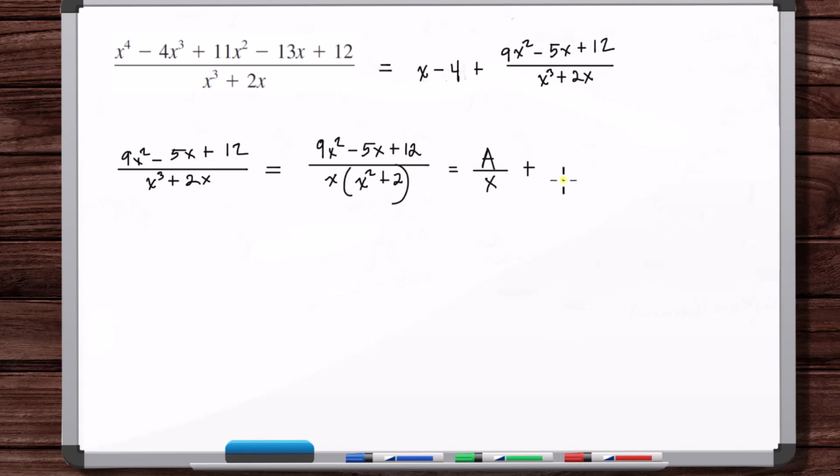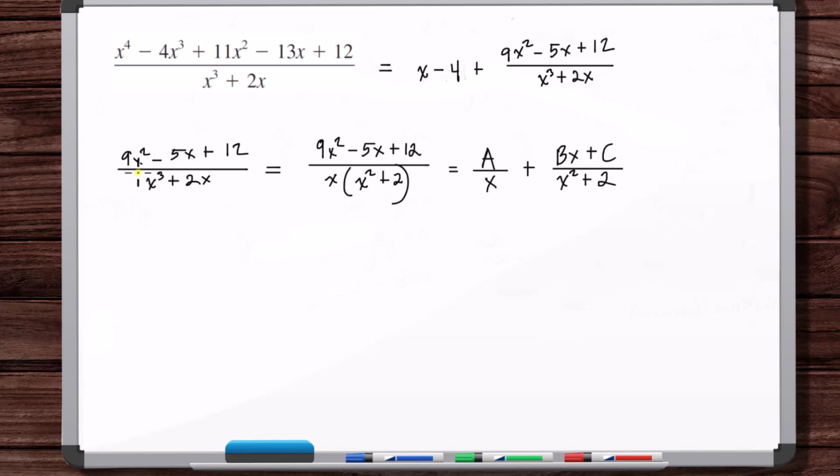All you do here is you write the quadratic factor in the denominator, and then in the numerator you put a constant times x plus another constant. And you know all these constants are different. Okay, and now we're done with this factor, and that's the last factor, so we're done writing out the form of the decomposition. So now we just need to solve for a, b, and c.